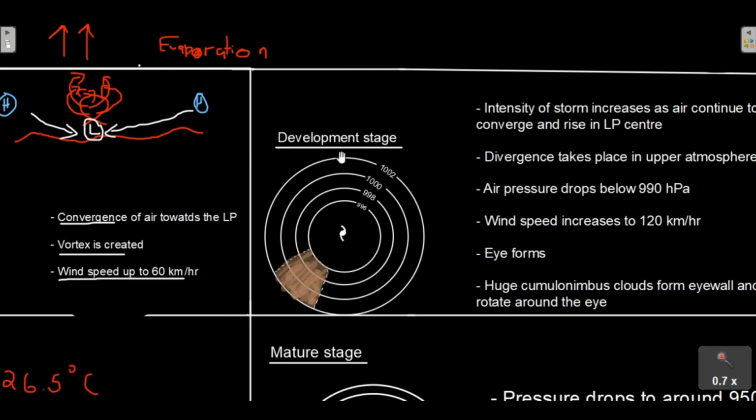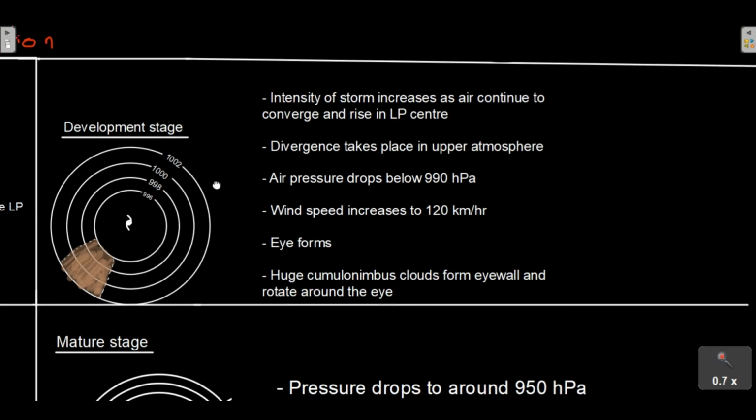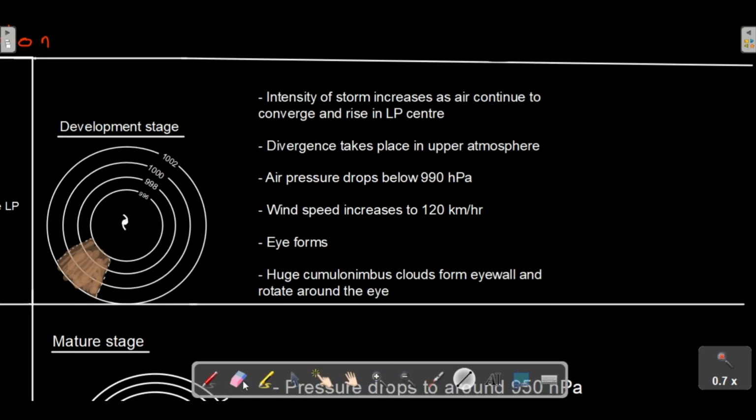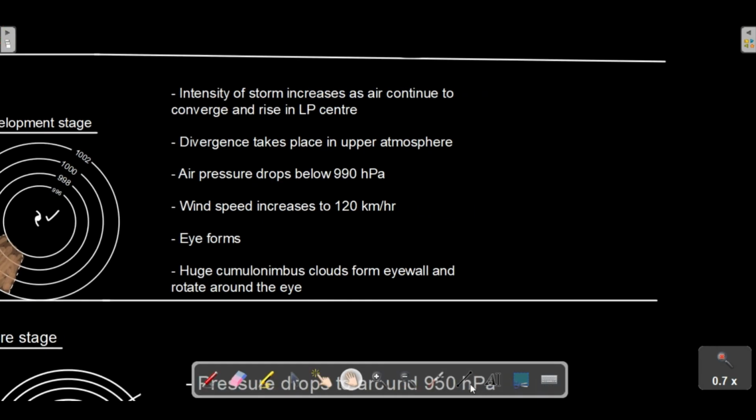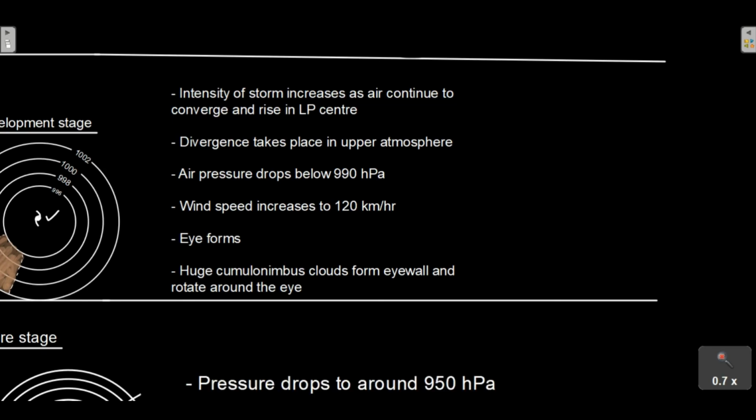And then in the next stage now, which is the development stage, what do we see? First thing, guys, we see that we have an eye developing. The eye is present but not yet fully developed. And more warm air actually rises up. So more warm air is being drawn towards this low pressure, and more warm air rises up. And when more warm air rises up, what is going to happen?